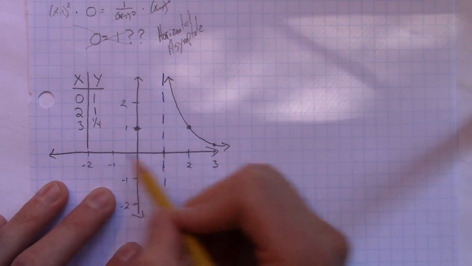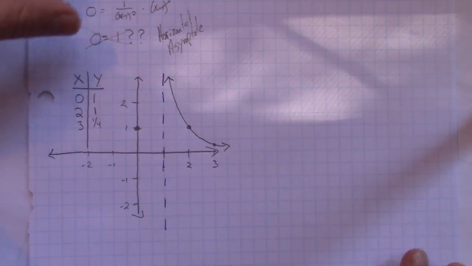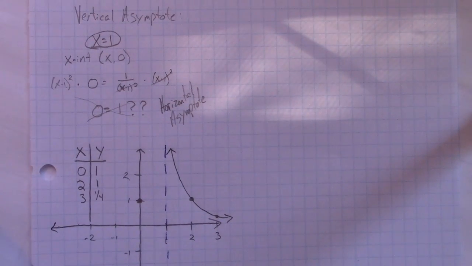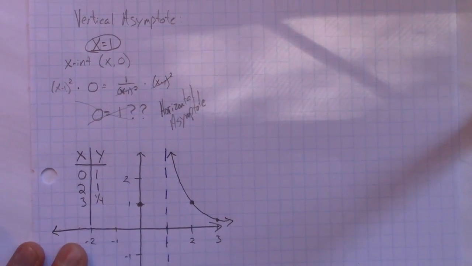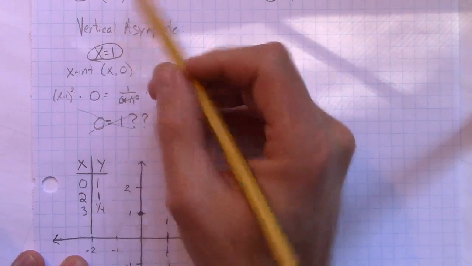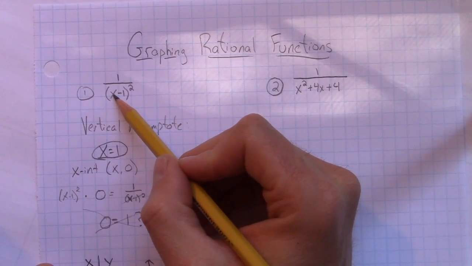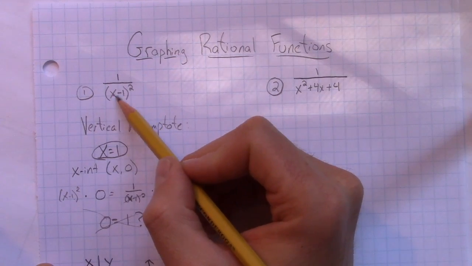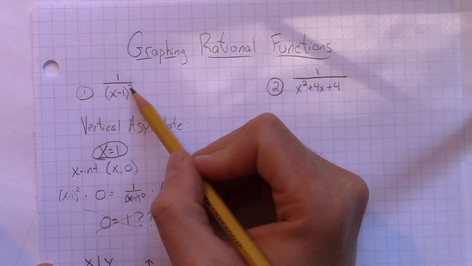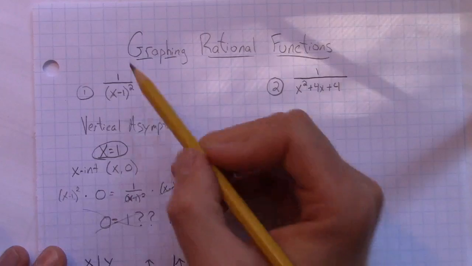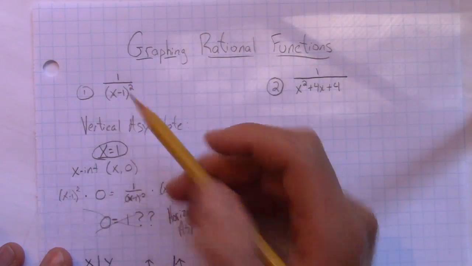We can't get any output values there. And it turns out I'm not going to be able to get any output values that are less than 0 anyway, or equal to 0, because my denominator is squared. So any x value I plug in, and I subtract 1 from it, no matter if that's positive or negative, I square it so the whole thing becomes positive. I'm going to have nothing but positive outputs in this situation.